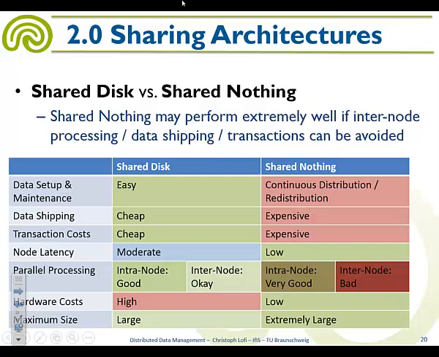What is meant by intranode parallel processing? I can figure out what internode parallel processing means, but what is intranode parallel processing and why is it very good with shared nothing?